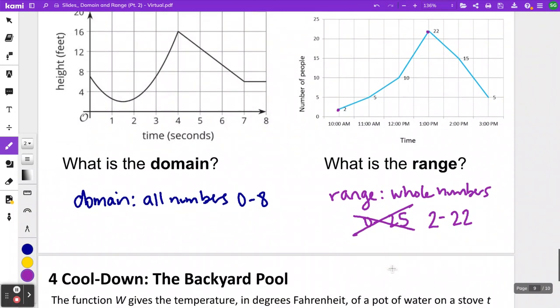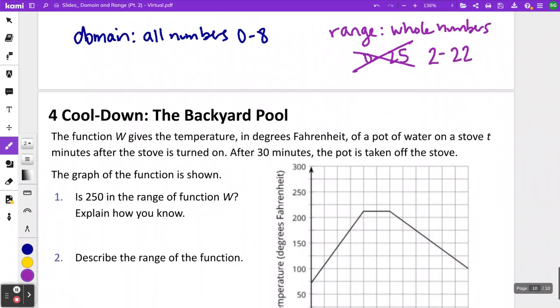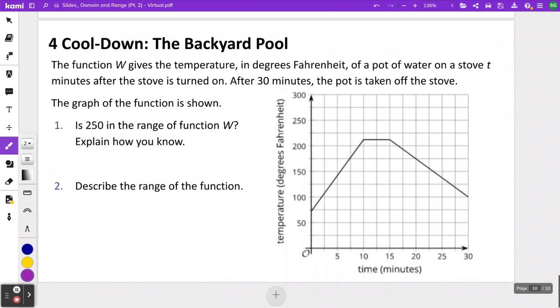I have one final question to help us practice this, and it is right here on the screen. It's about a backyard pool. There are 2 questions for you to answer one final time. Pause the video and see how you do.